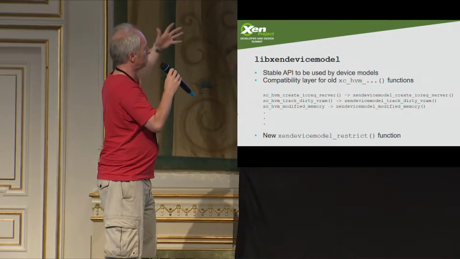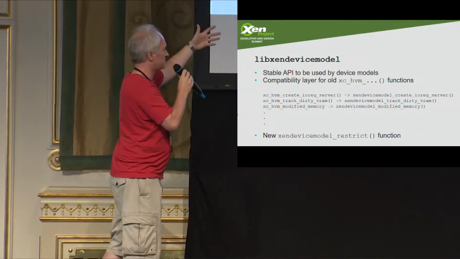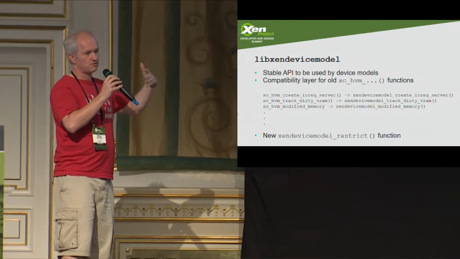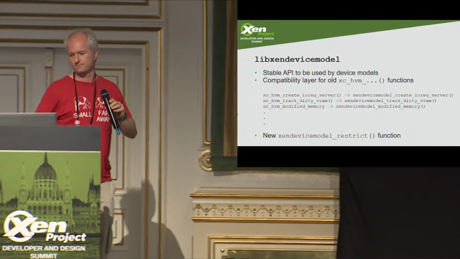Essentially there is an analogous libxendevicemodel call for all the relevant xc_hvm calls. And then the one thing that the new library allows is the addition of the xendevicemodel_restrict function, which is the thing that makes that ioctl to voluntarily restrict.